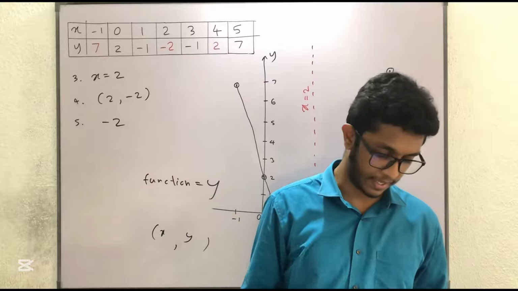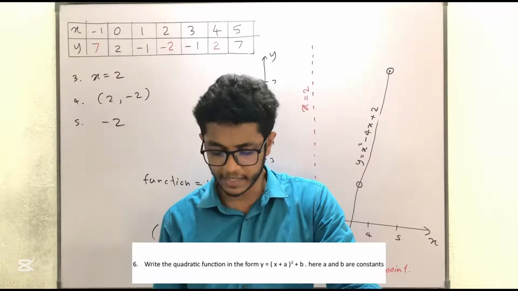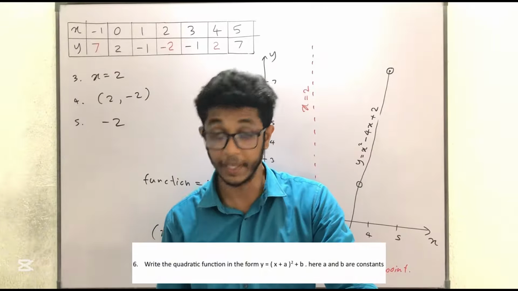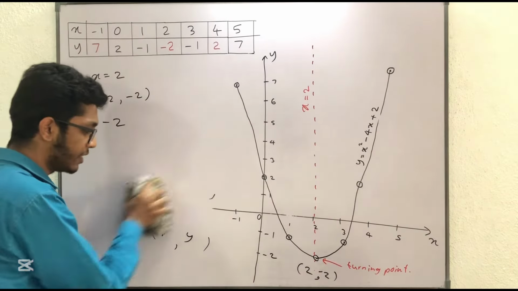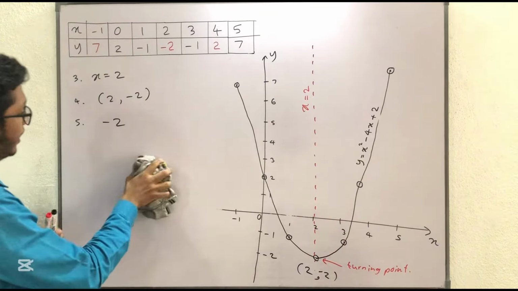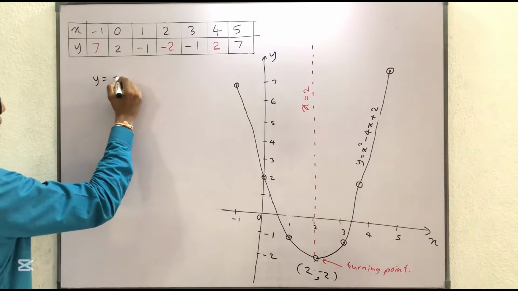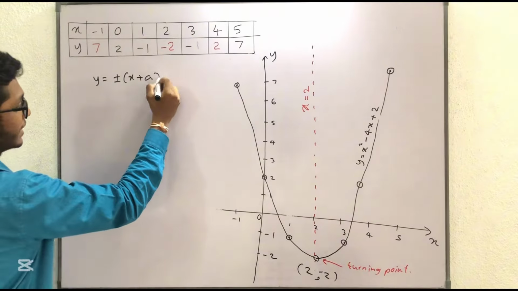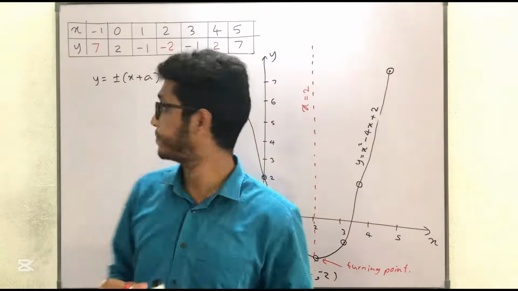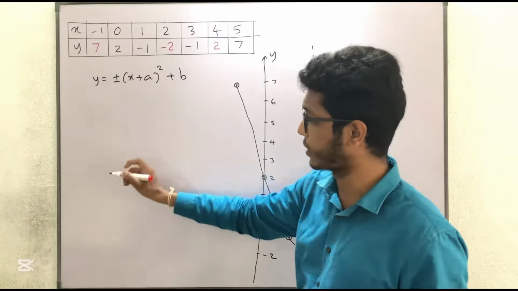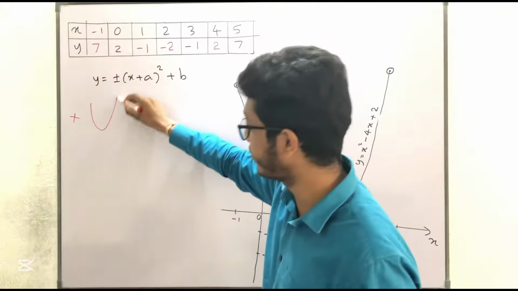Then question number 6. Write the quadratic function in the form y equals (x plus a) squared plus b. Here a and b are constants. In the graph lesson we are learning a common format, y equals plus or minus (x plus a) squared plus b. In this plus or minus position, we put plus if we have a graph with a minimum value.